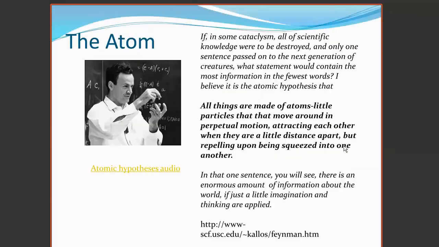We will now discuss the structure of the atom in a very simple way. Richard Feynman, a famous Nobel Prize-winning physicist, once said that if all knowledge were destroyed and he could only pick one thing to pass on to the next generation, he would pick that all things are made of atoms, little particles that move around in perpetual motion, attracting each other when they are a little distance apart, but repelling upon being squeezed into one another.